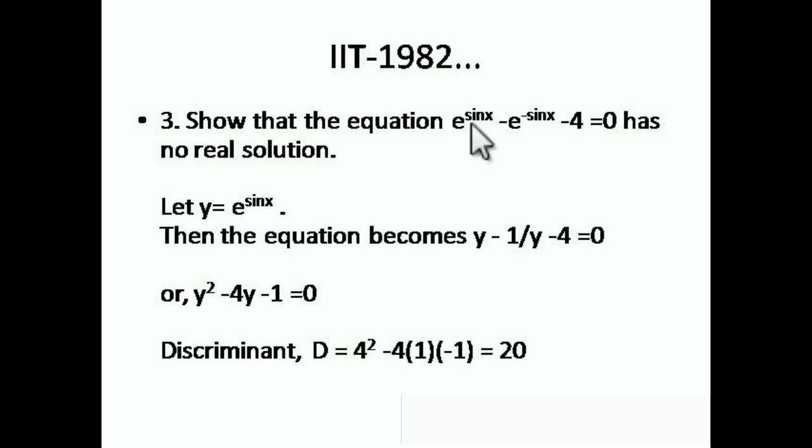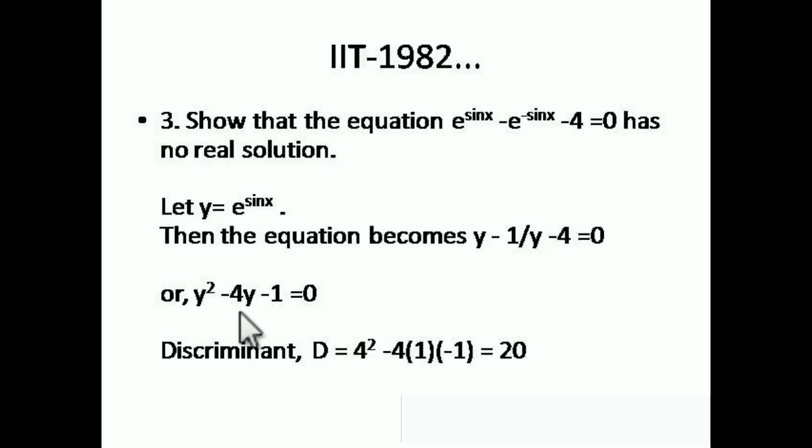Here you can see it's e raised to sin x minus e raised to minus sin x. In this type of case, where the function, that is e raised to sin x, and its reciprocal are given, let's suppose y is equal to e raised to sin x. Then it is y minus 1 by y minus 4 is equal to 0, so it is y square minus 4y minus 1 is equal to 0. Then it already becomes a quadratic equation. Once you have the value of y, you have the value of e raised to sin x, and then the value of x. This is the basic procedure to solve such problems.